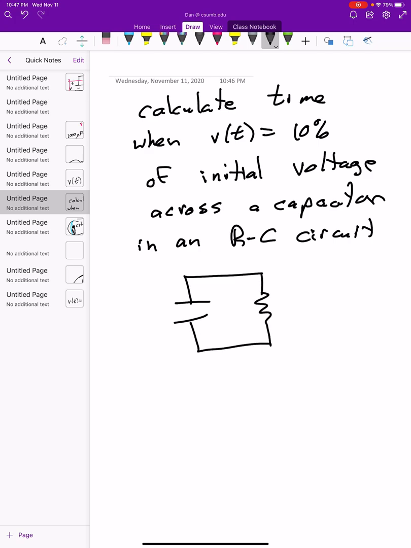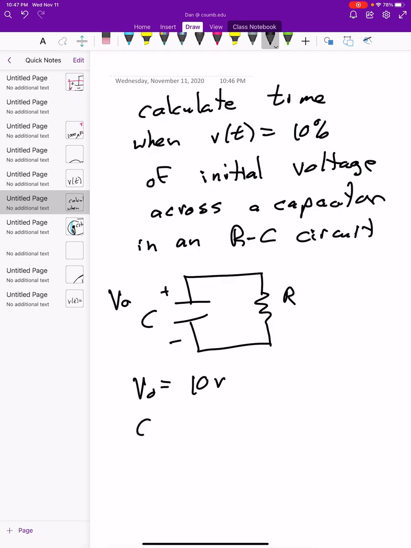You saw it in lab, we talked about it in class. And the capacitor has an initial voltage across it, we'll just say as V0. And then slowly, the voltage is going to drain away. And we were interested in how long it's going to take for it to be 10% of the initial voltage. I'm going to say V0 is equal to 10 volts.